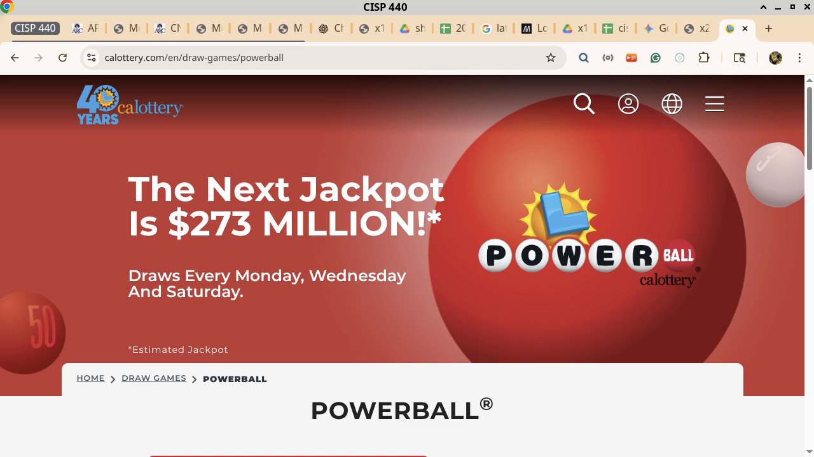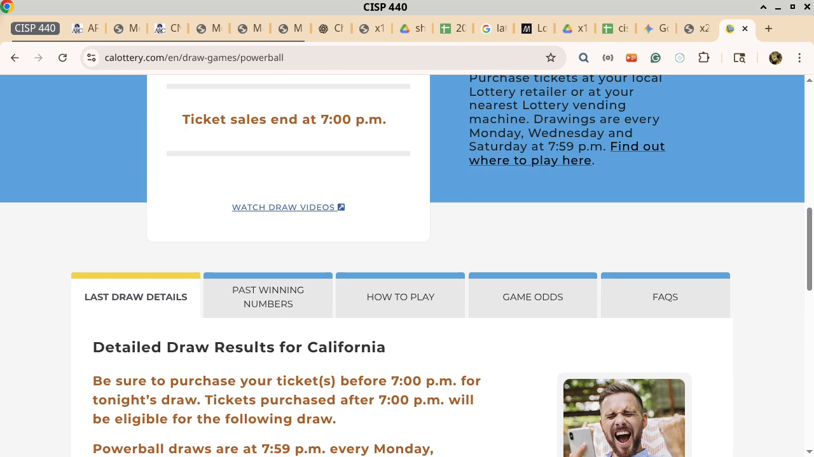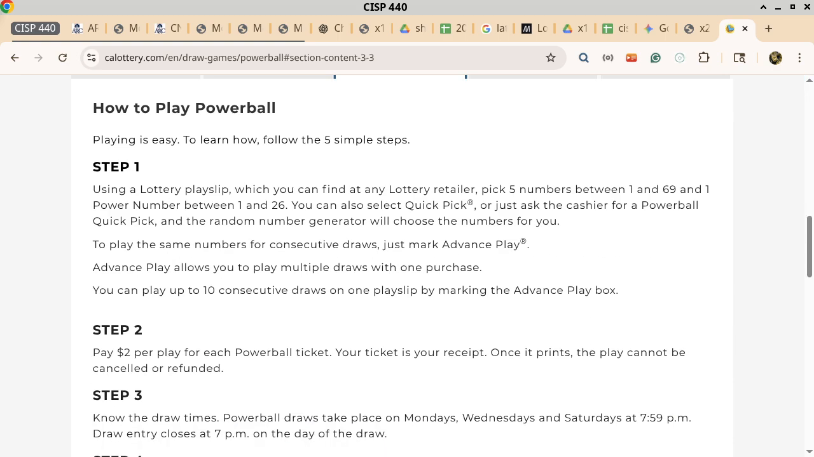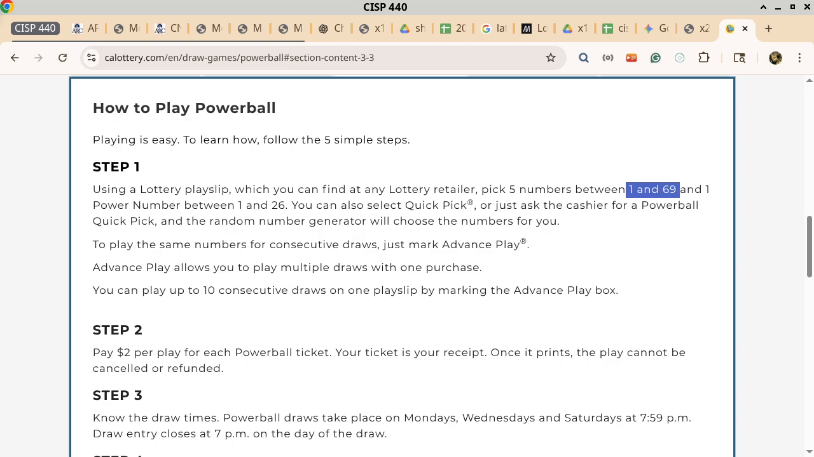Now, in order to make that determination, you need to understand the rules of the game. So we'll look at how to play, right there. All right, so how to play is pretty easy. You can pick five numbers between 1 and 69. So you have to pick five of those.